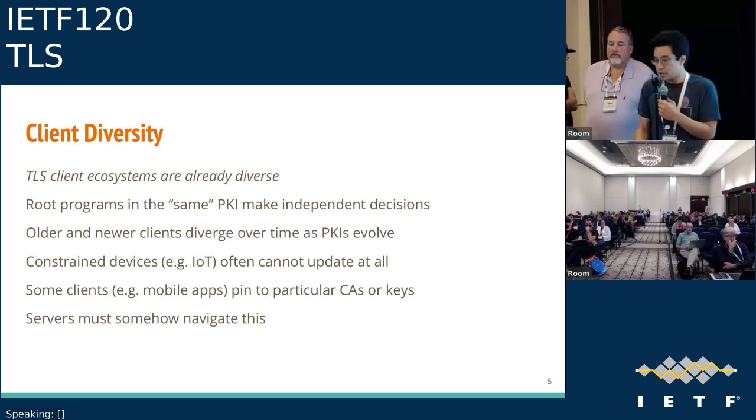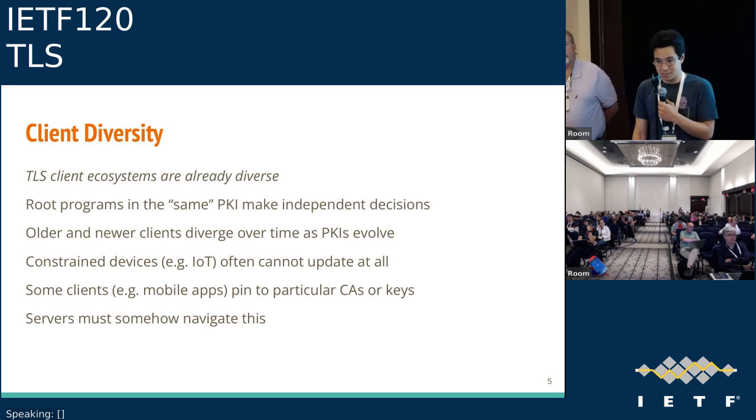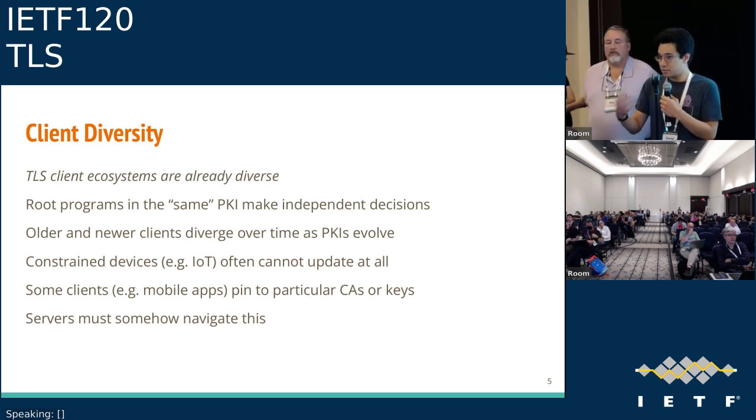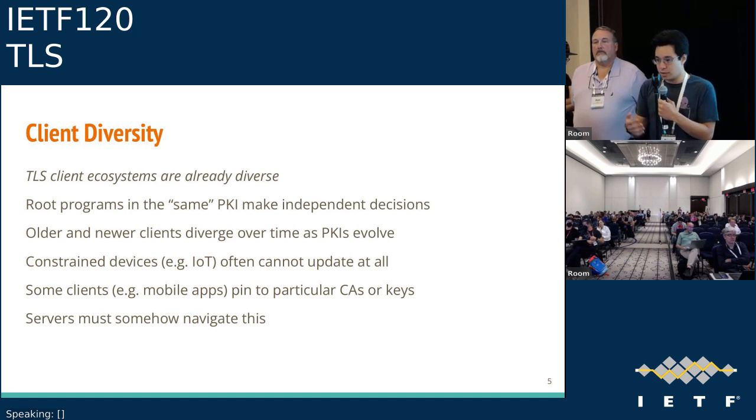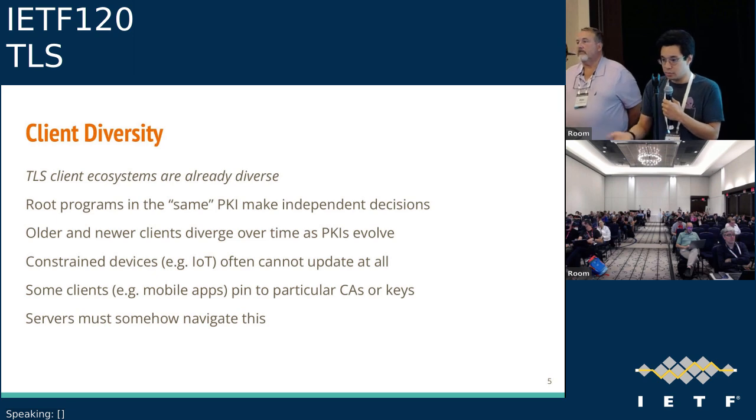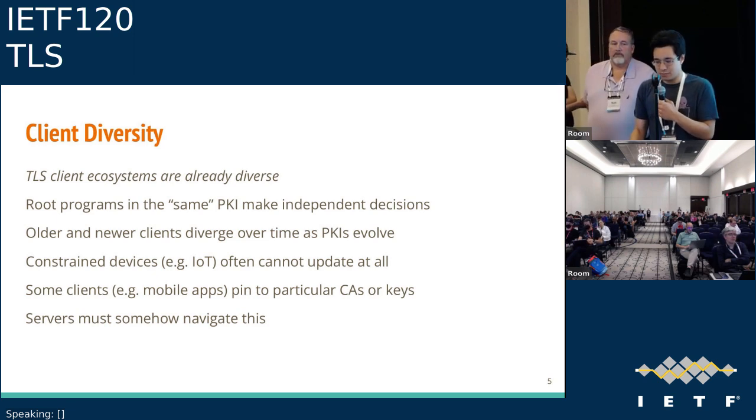In more extreme cases, some constrained devices, such as IoT devices, may trust only a smaller set of roots because they didn't have the resources to hold them. They may not have the same update processes that the larger clients have, and that adds even more diversity into the ecosystem. Further, specialized clients like mobile apps might only care about connecting to one server, and so they might do things like pinning, which I think there's an RFC for. And throughout all this, servers need to somehow navigate it. Next slide.